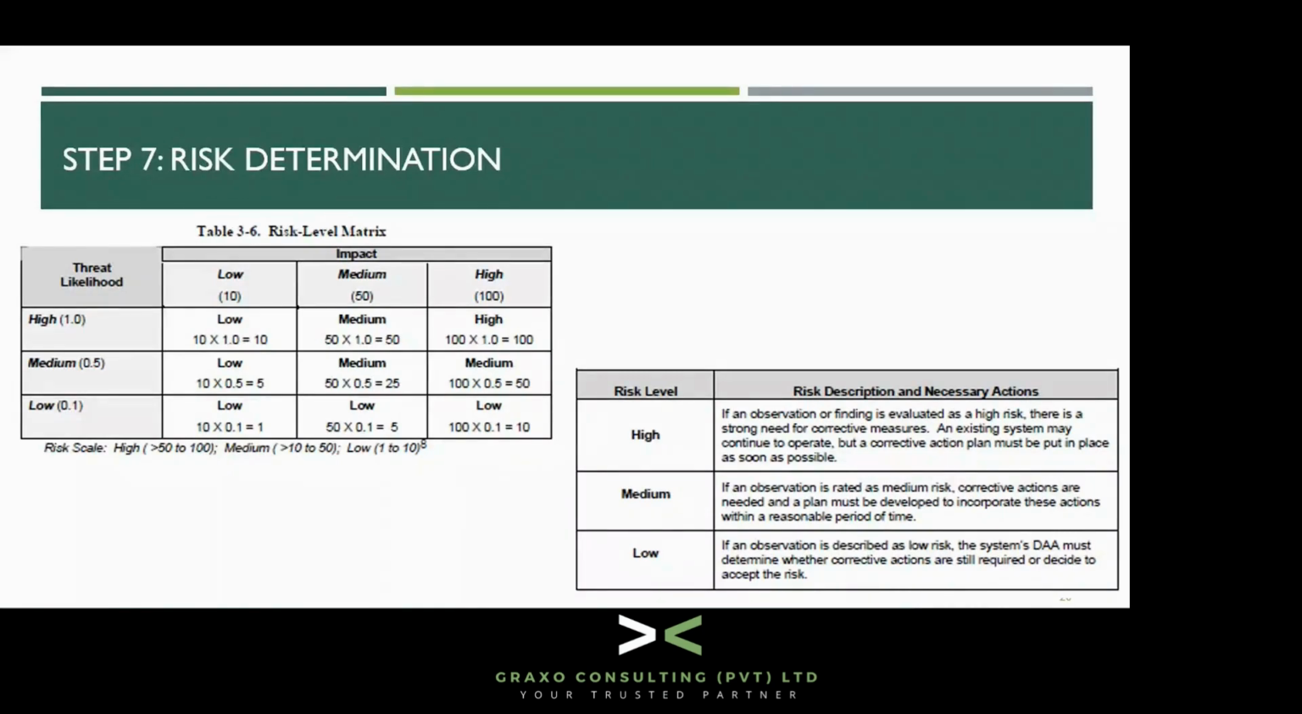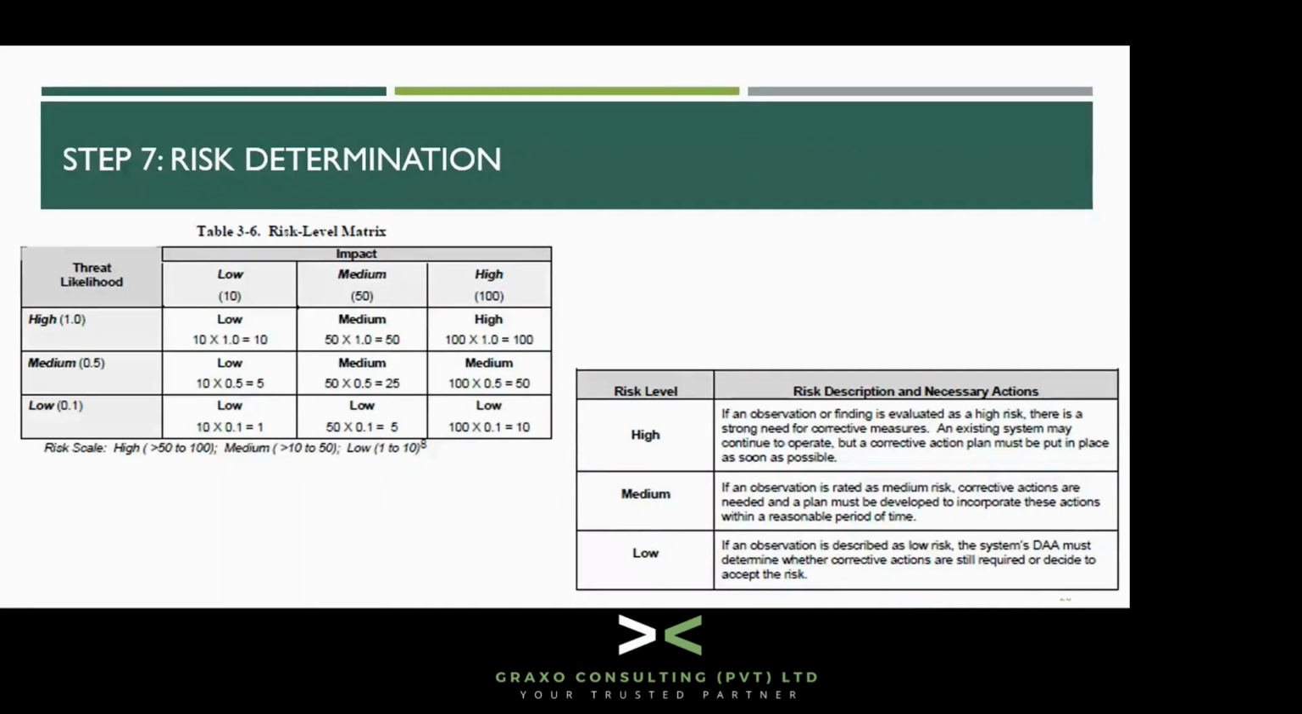Like for the high impact, we have assigned 100. For medium impact, we have assigned 50. And then for low impact, we have assigned 10. When we look at the table itself, below the x and y axis of the impact and the likelihood, we see the intersection between the impact and the likelihood, and that is the result of the multiplication of the values that are assigned to the likelihood and the impact.